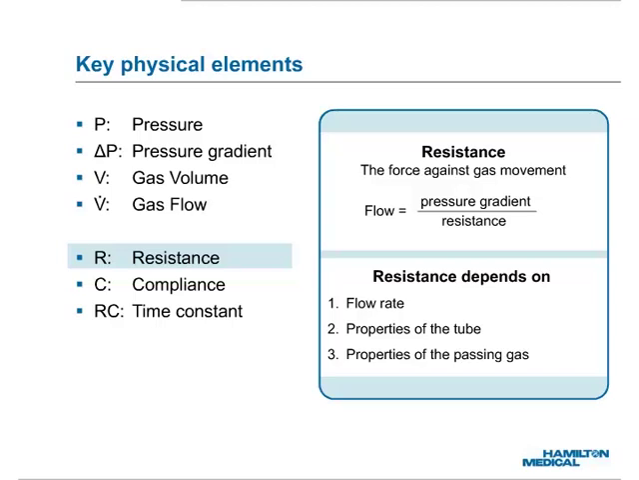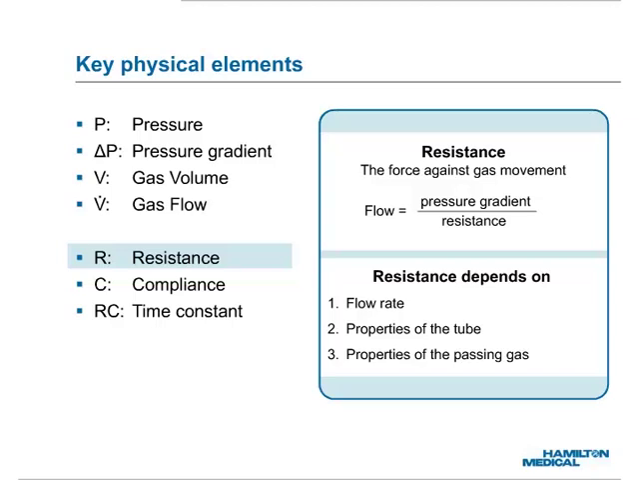The higher the flow rate, the greater the resistance, and vice versa. If the flow rate drops to zero, resistance disappears. The second factor is the physical properties of the tube, including its length, internal diameter, inner surface, curvature, and so on. The third factor is the physical properties of the passing gas, including its density and viscosity.